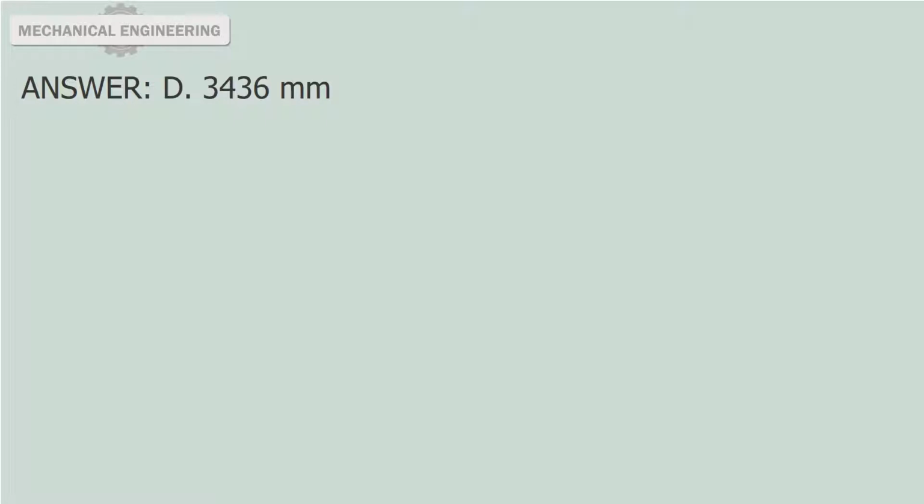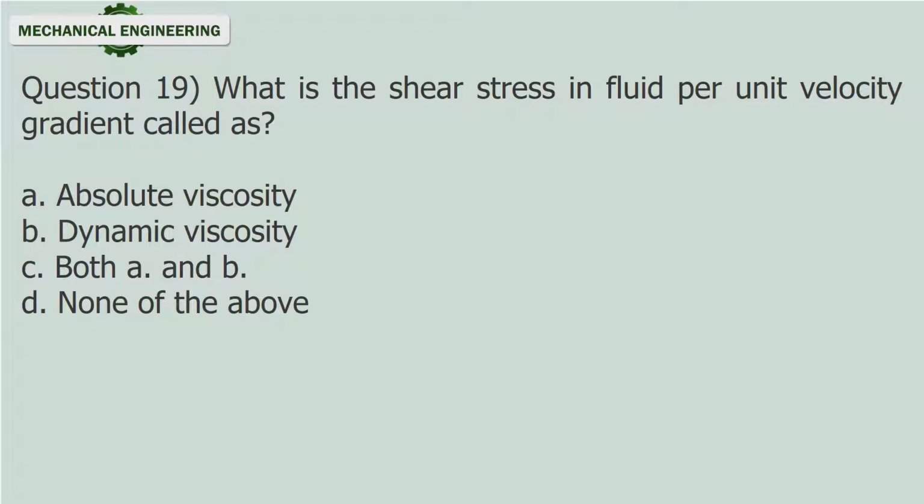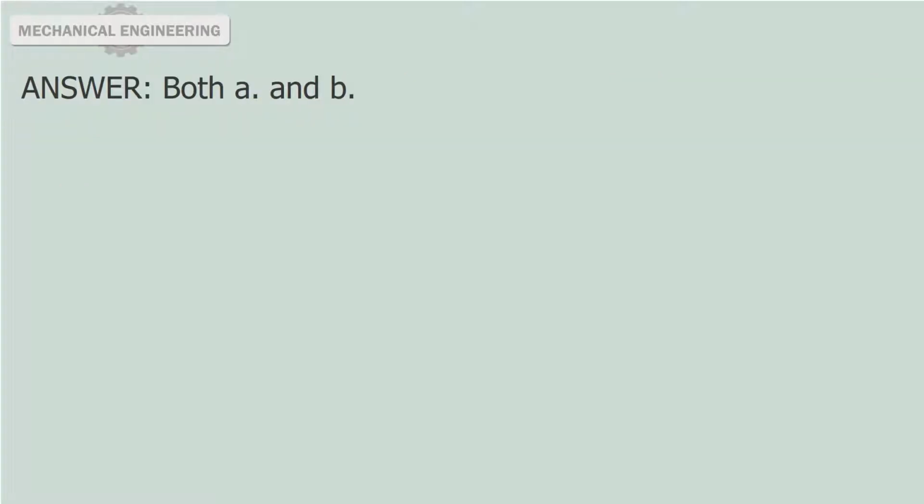Answer: D. 3436 mm. Question 19. What is the shear stress in fluid per unit velocity gradient called as? A. Absolute viscosity. B. Dynamic viscosity. C. Both A and B. D. None of the above. Answer: both A and B.